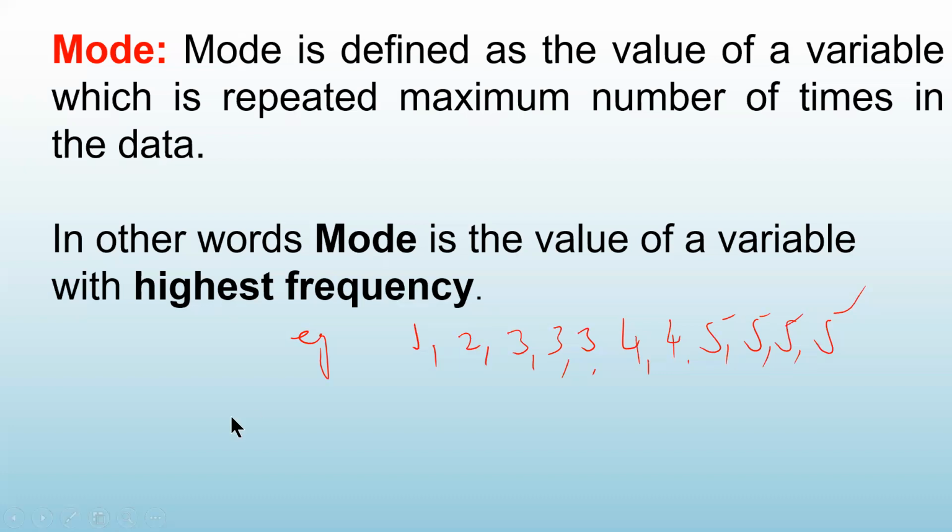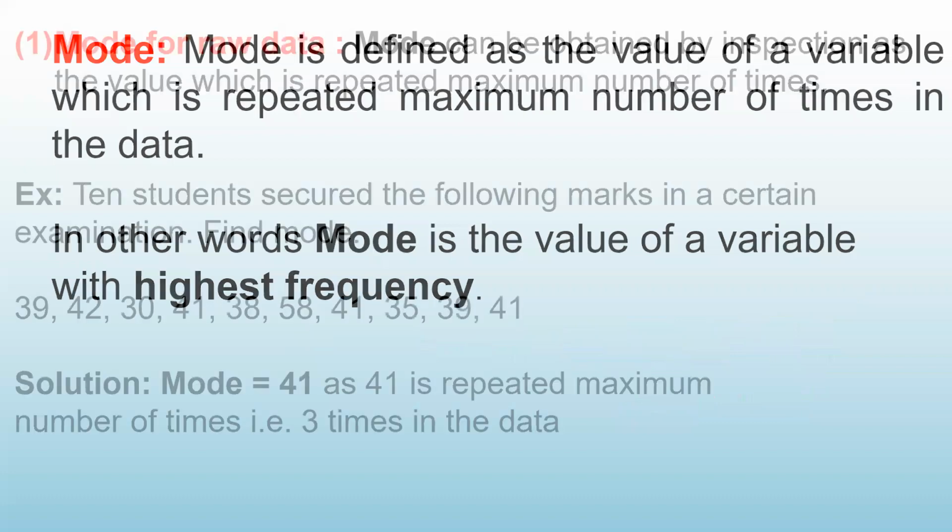Look here at the number 1. 1 is written only once. 2 is also written only once. 3 is written 3 times and 4 is written 2 times. You see here 5 is repeated 4 times. That is the maximum number of times. So the mode for this data is 5. I hope you have understood. So mode is the value which is repeated maximum number of times in a data, or in other words, mode is a value which has the highest or maximum frequency.